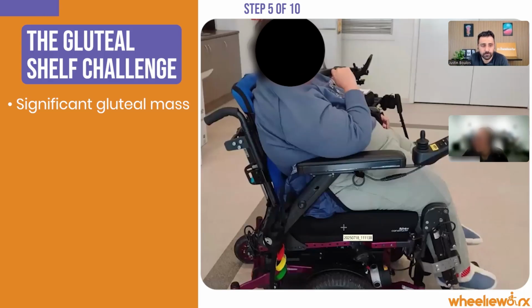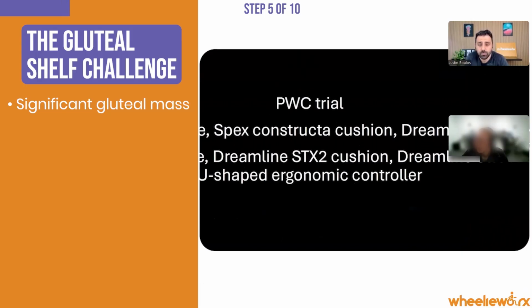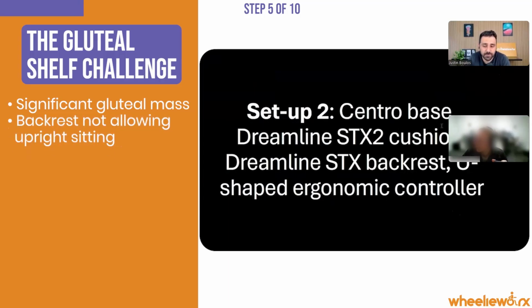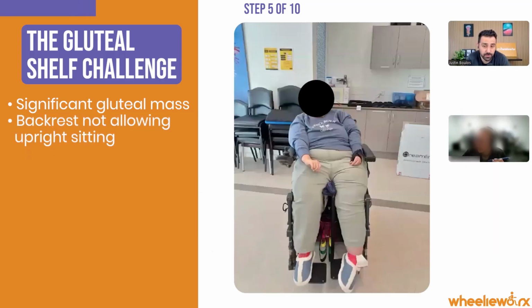We tried a few. She had the Dreamline. I don't know why that one's so... See, she's so posteriorly tilted there. We've got a curve, and it doesn't help. She's currently on a Vicare. Seat cushion or backrest? No, she's on a Specs backrest and a Vicare cushion currently.